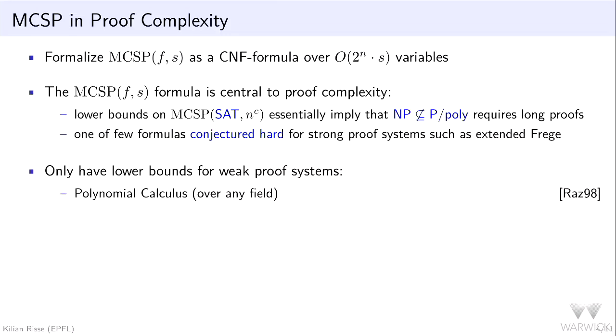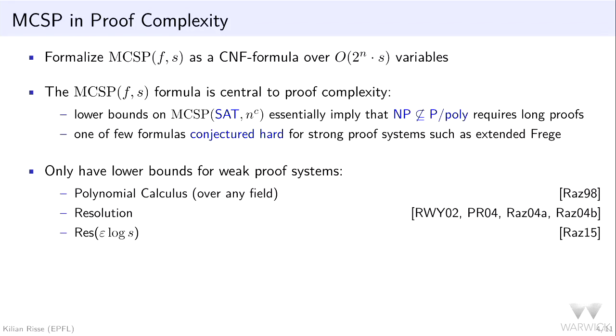Let me survey quickly the known lower bounds. For polynomial calculus, don't worry if you don't know what this is, it's just a proof system, over any field we have degree lower bounds. For resolution, we have size lower bounds in a long line of works, proving weak pigeonhole principle lower bounds, to finally establish these MCSP lower bounds by Razborov. The one before is by Rahul. Then Razborov has also shown something slightly stronger, namely that Res(ε log s) also requires superpolynomial size proofs. And in that paper, he also showed size lower bounds for polynomial calculus.